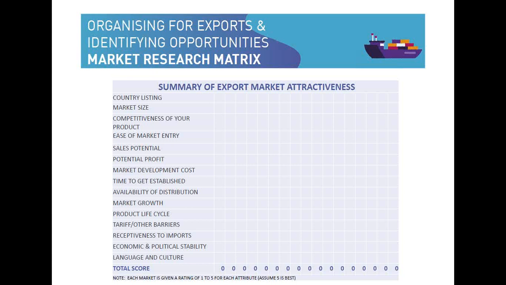Let's say you have identified 5 markets of interest. Each market is given a rating of 1 to 5 for each attribute, assuming that 5 is the best and 1 is the worst. Assess each market on each attribute and sum up the final score. This will give you a good indication of which market to prioritize. If you need assistance, just contact us and we can help you with the process.